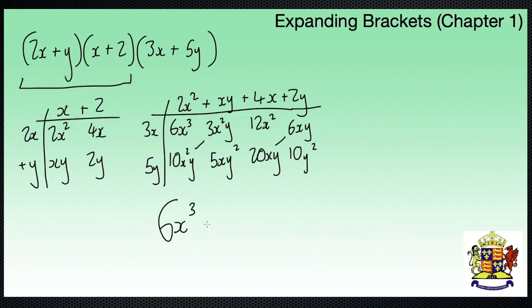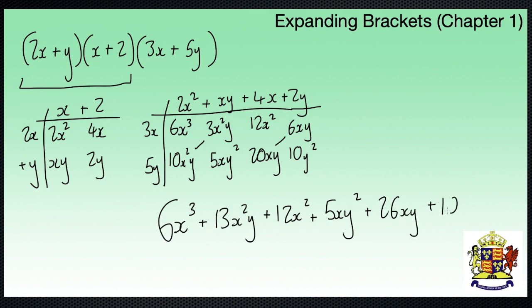6x cubed, 13x squared y. These are going to write on their own, so let's go for 12x squared, 5xy squared. Add these two together, 26xy, and finally 10y squared. Cool, okay. The final thing for you to get your head around is the difference of two squares.